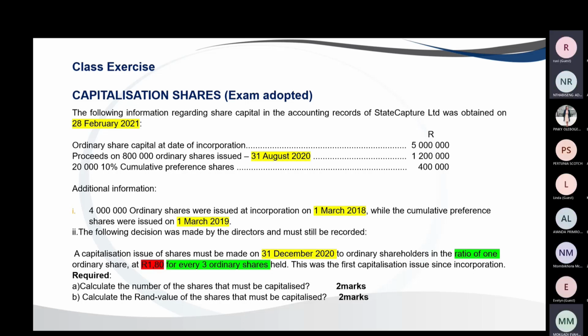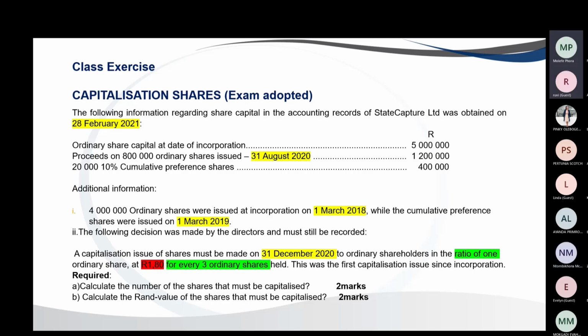Like I was saying, I got the 4.8 million for the number of shares. But with the rand value, what I did is I included the cumulative preference shares. I took the 20,000 with the 10% and 2 years, which I got 4,000, and then I added them and multiplied with the 1.8, and then the 1/3, which I got 288,240.